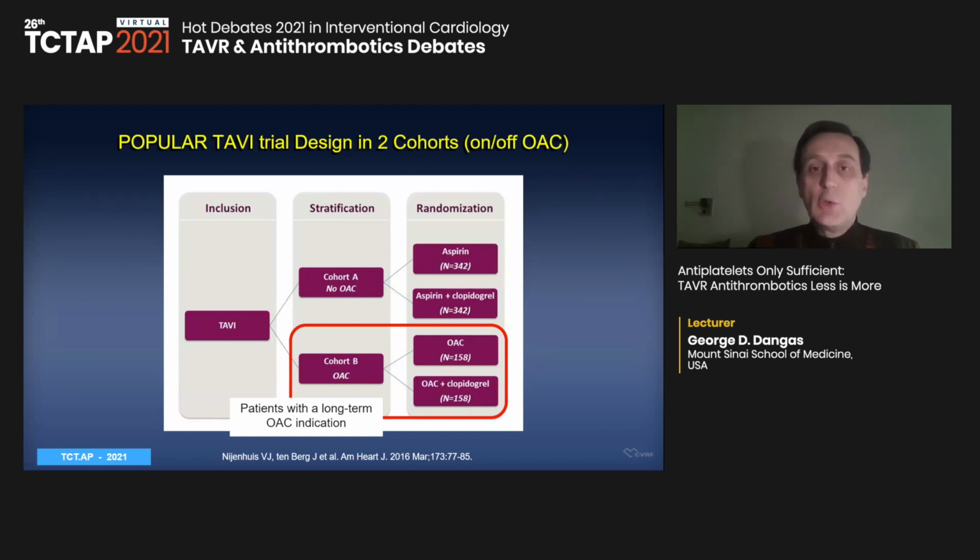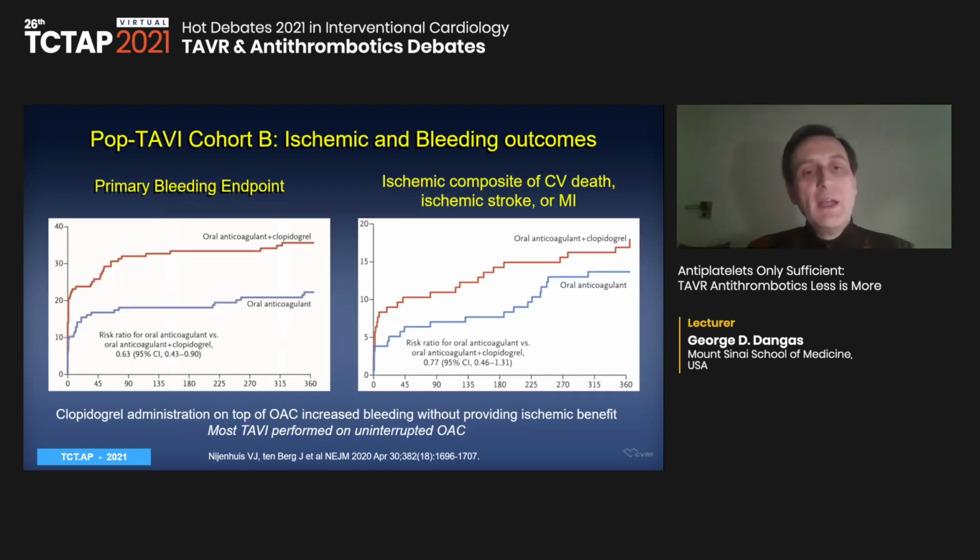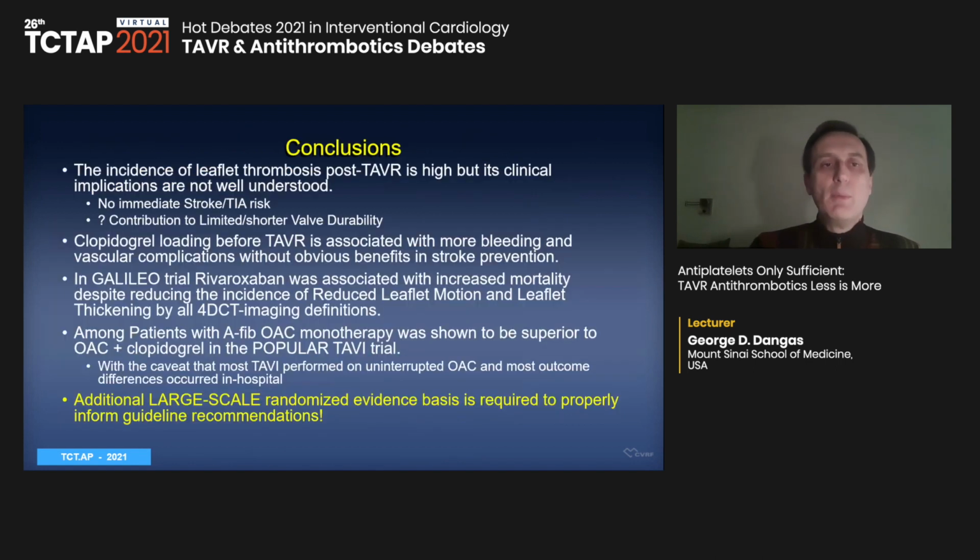We can discuss them at TCTAP Pacific 2022. But as of now, cohort B of POP-TAVI indicated that additional clopidogrel on top of an oral anticoagulant did not offer much, as you can see on the right side, and caused a lot of bleeding complications. And again, let's be very clear that it was started pre-procedure, so a lot of that interference is related to the pre-procedure regimen.